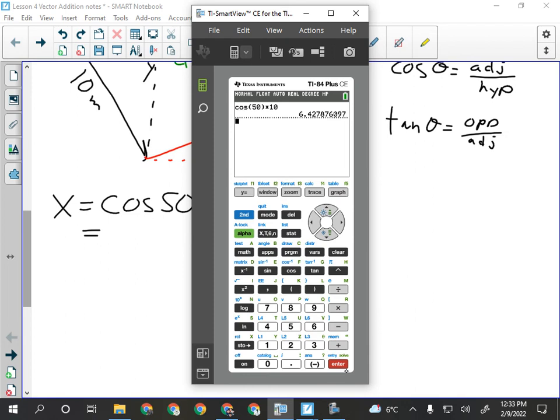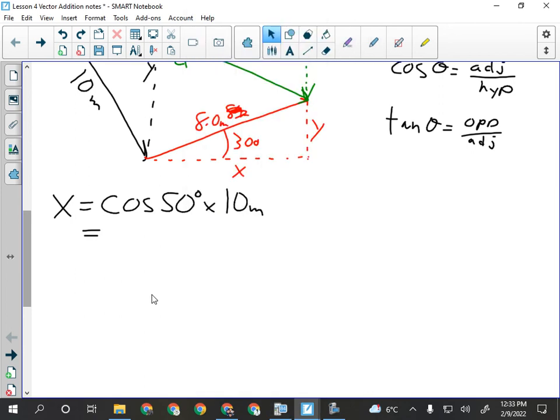Now I'm going to keep all the decimals in my calculator. We talked about significant digits yesterday. I don't want to get rid of all those, but at the same time I'm too lazy to write them all. So I'm just going to write 6.43 here. And that is east. So what I just calculated is the horizontal component, how far east the object went in the first vector, in that 10-meter part of the trip.